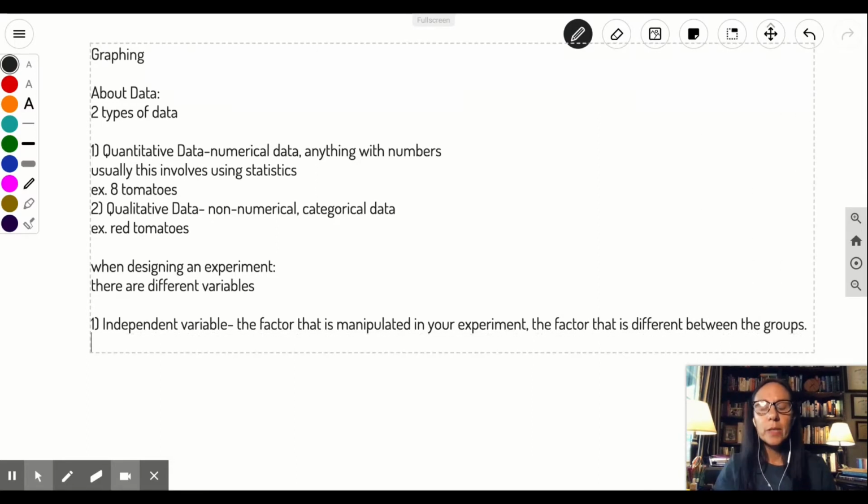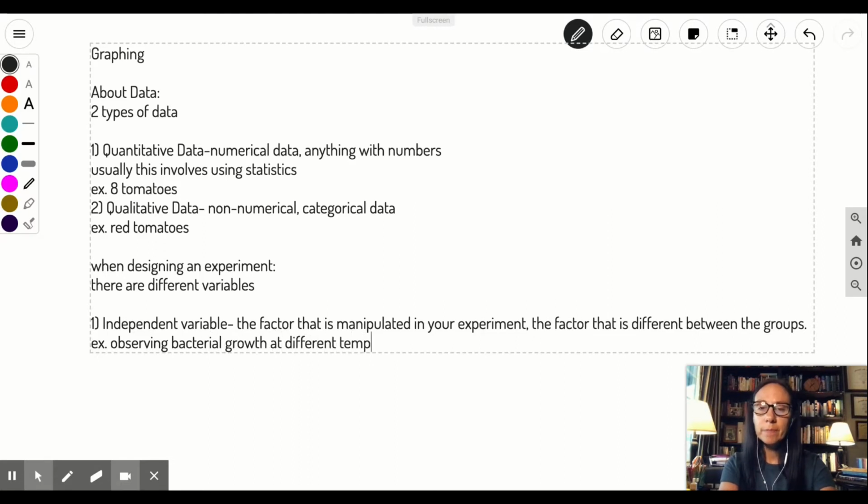So, for example, if I were to compare bacteria growth at different temperatures, then the different temperatures would be my independent variable. Okay, so I'm going to write an example. Let's say we're doing an experiment where we are observing bacterial growth at different temperatures. The independent variable would be the different temperatures.